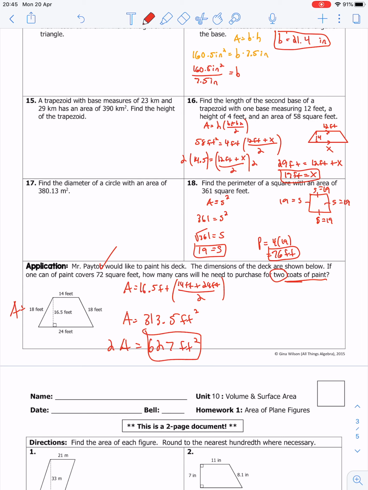So if 1 can of paint covers 72, we're going to have to do 627 divided by 72. And that's going to give us, we're going to need 8.7 cans of paint. Can you get a 0.7 can of paint? No. So you're going to have to actually get one a little bit more so you make sure you can cover everything. So you're going to need 9 cans of paint. And there we go. All right, guys, that's section 1.